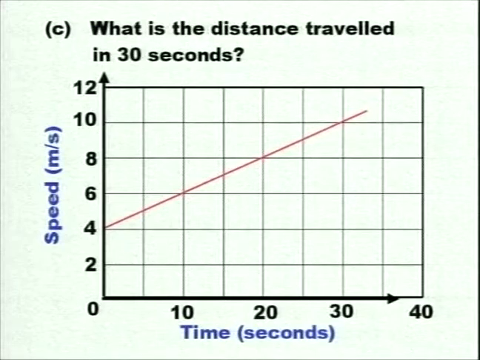Gabriel Norambu, let us see. What is the distance traveled in 30 seconds? The distance traveled is 210 meters. 210 meters. You have to speak loud. 210 meters. All right, number 5, from the speed time graph, find the acceleration.